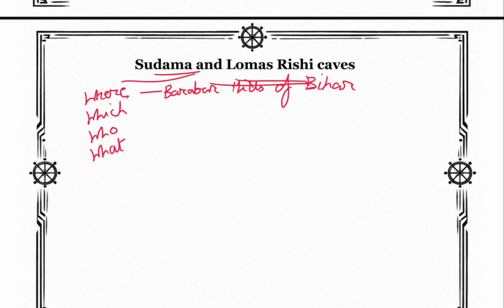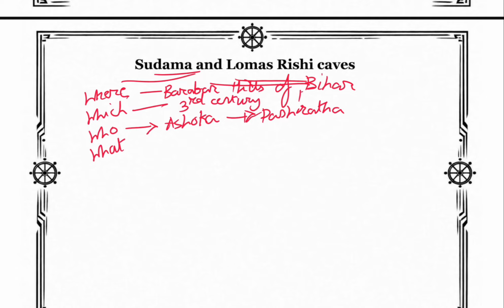They were patronized by the Mauryan Empire, particularly Ashoka, with possible later additions under kings like Dashrath. The period they belong to is the 3rd century BCE. And the religious association they are most closely linked to is the Ajivika sect, which was a contemporary ascetic tradition of early Buddhism and Jainism.